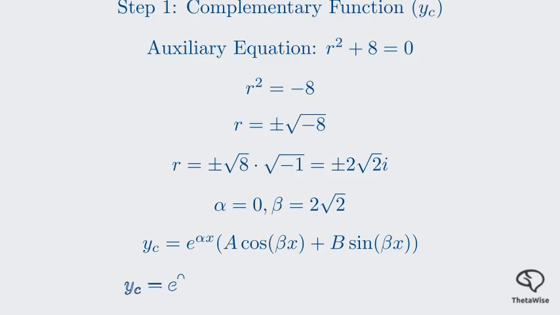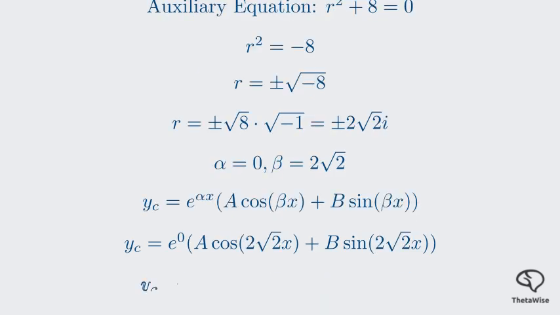Using our formula for complex roots, y equals e to the 0x times a cosine 2 root 2x plus b sine 2 root 2x. Since e to the 0 is 1, our complementary function is simply a cosine 2 root 2x plus b sine 2 root 2x. Now for the particular integral y_p, the RHS is f(x) equals x squared. This is a quadratic polynomial.